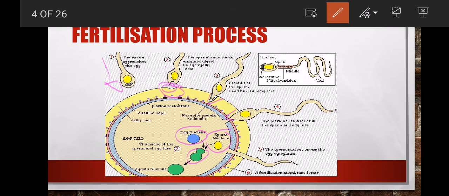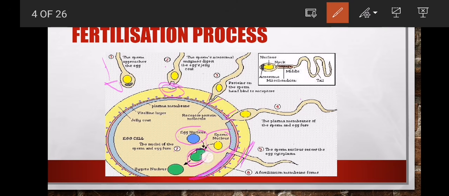When they fuse together, this tail will break off, and when it breaks off, the egg cell will again form this layer. It forms the layer to prevent other spermatozoa from entering the egg cell. So once it has formed the layer again, it means there are no other sperm cells that will enter the egg cell. Let's come back to the sperm cell nucleus and the egg cell nucleus. Here they are.